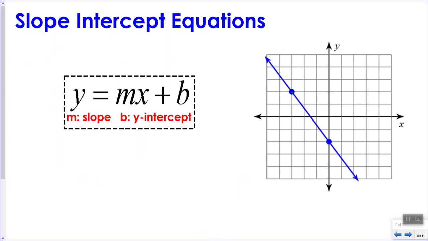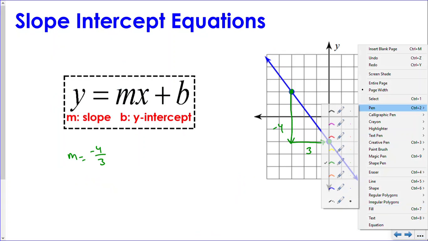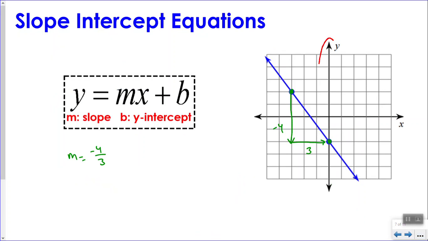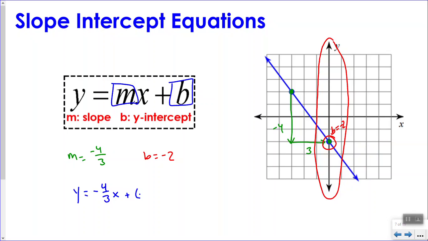M, as we said before, represents the slope, and this constant on the end, b, represents the y-coordinate of the y-intercept. So if I look at my graph here, the first thing we want to do is identify the slope. So I have my 2 points, and if I'm moving between those 2 points, I have a rise of -4 and a run of 3. So my slope is going to be -4 over 3. Now I need to find the b part. So b is my y-intercept. So I look and see where my graph intersects with the y-axis, and I see that this happens right here at -2. So b equals -2.